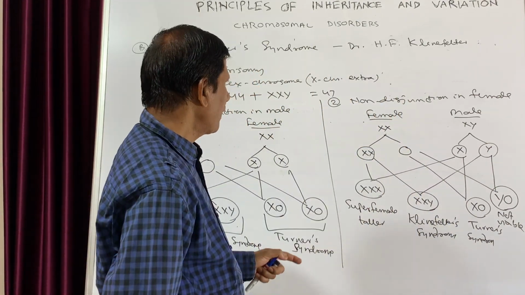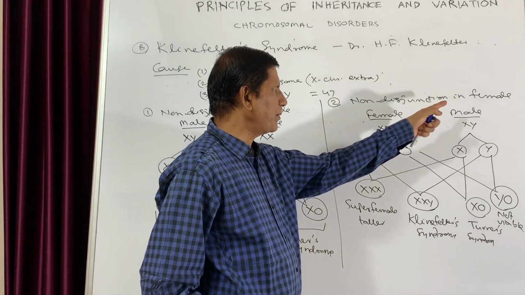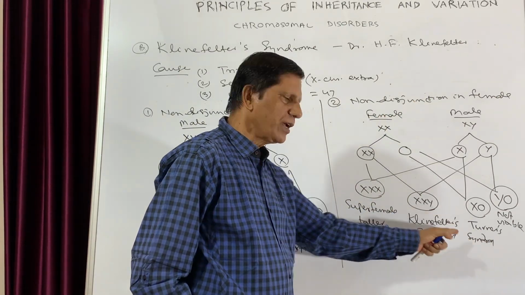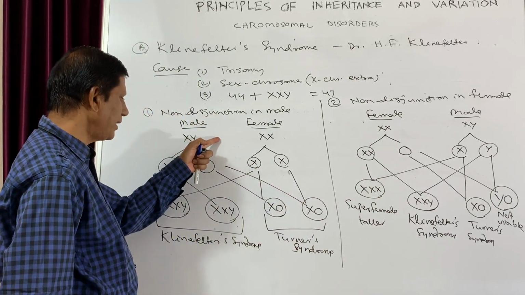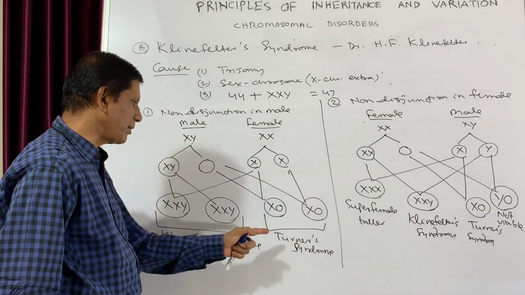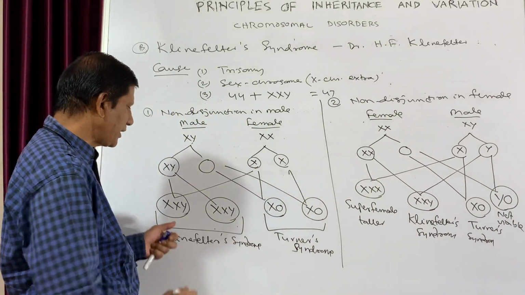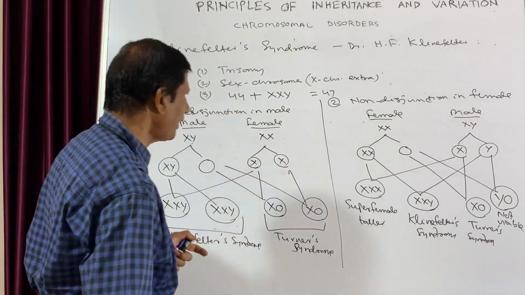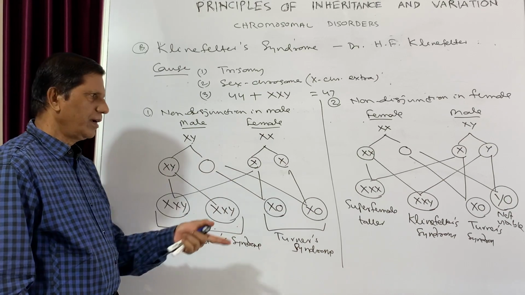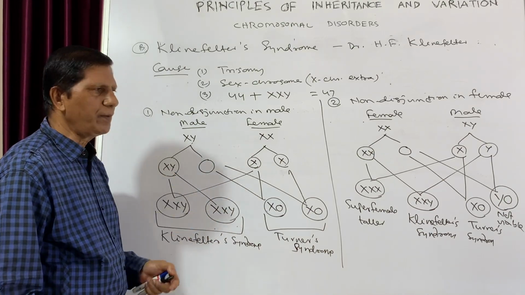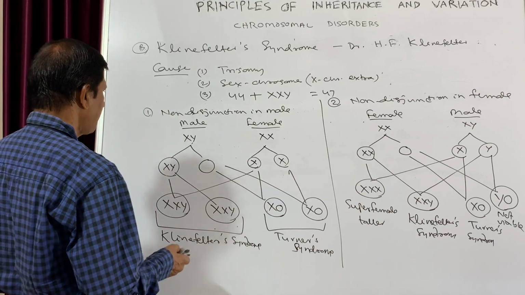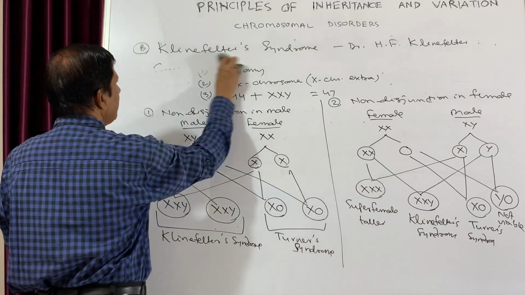So you see, whether there is non-disjunction in case of female, there is a chance of Klinefelter syndrome and Turner syndrome. If there is non-disjunction in case of a male, there is also a chance of Klinefelter syndrome and Turner syndrome. We are discussing Klinefelter syndrome, then we will go to Turner syndrome. But this is very important and easily you can guess what will happen. Now, what are the different symptoms of Klinefelter syndrome? Let us discuss.